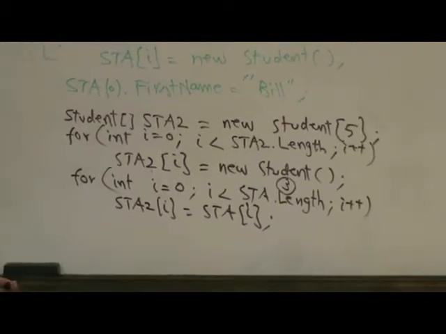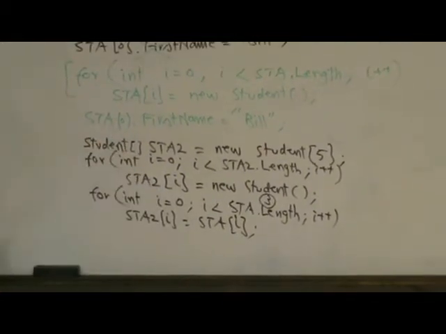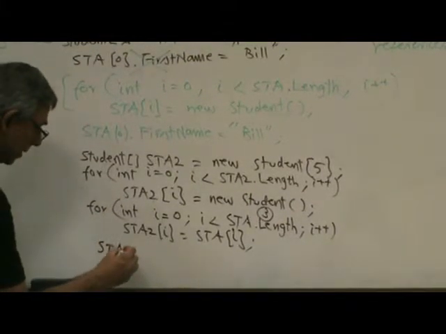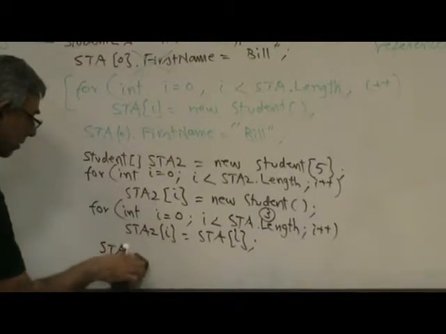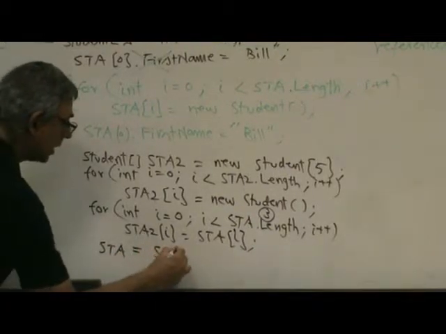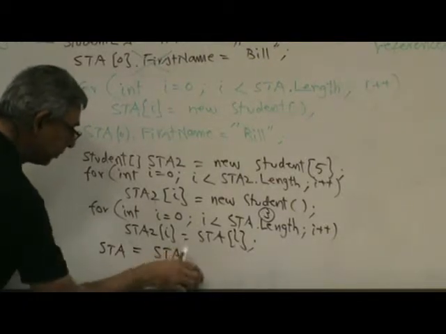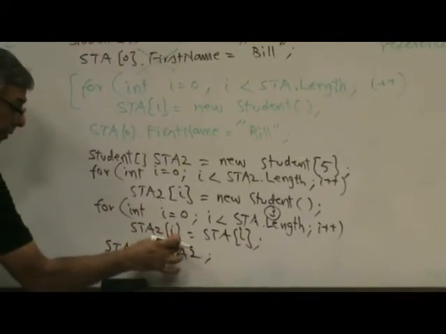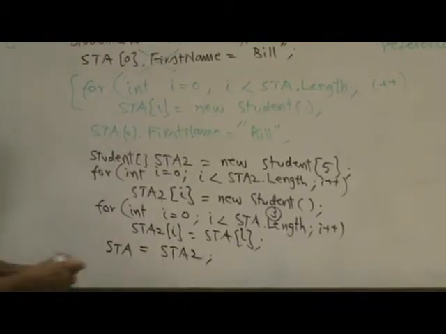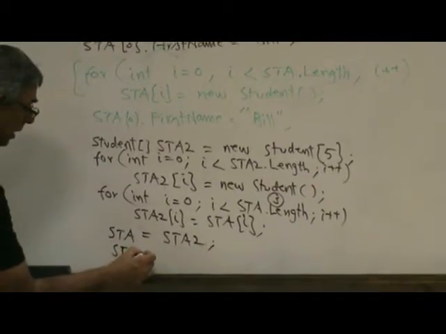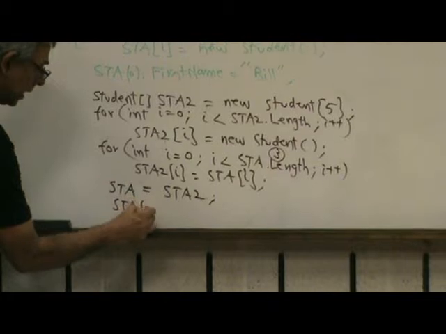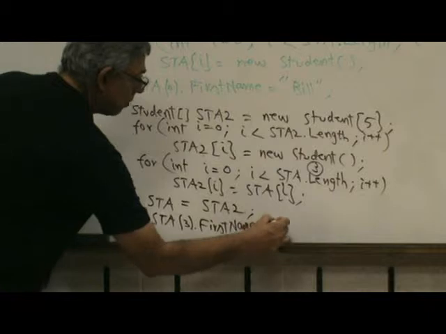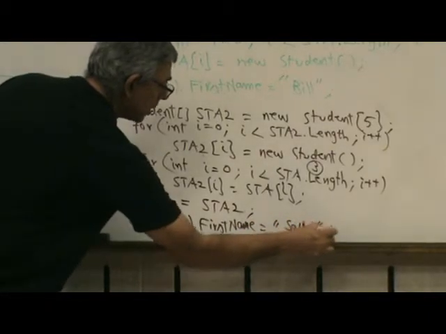Since we have copied the data from the existing array into the new array, now we can do sta = sta2. Now whatever is sta2 becomes sta. So now you can go and start storing sta[3].firstName equal to whatever, and so on.